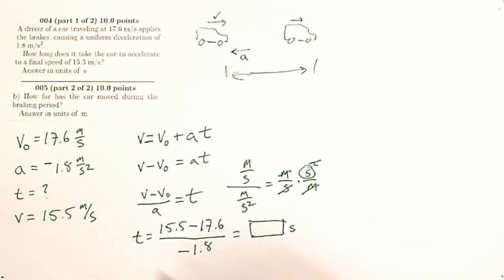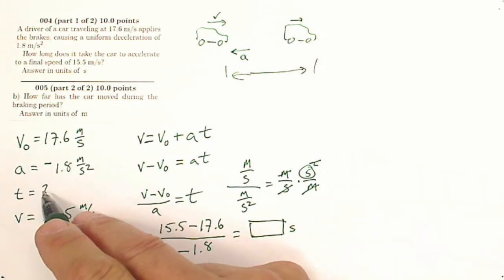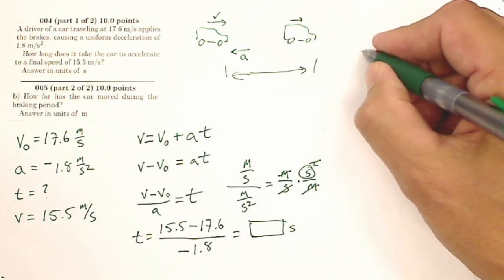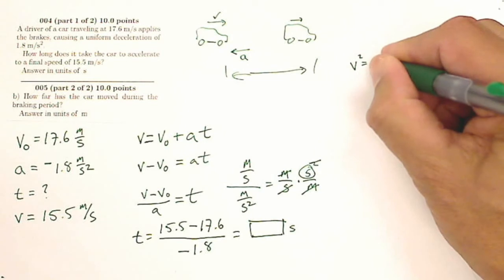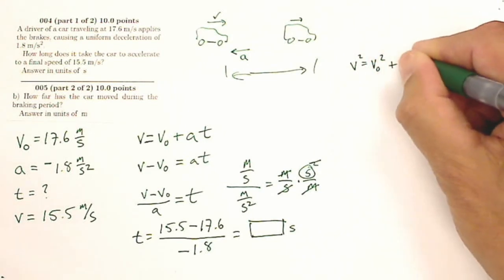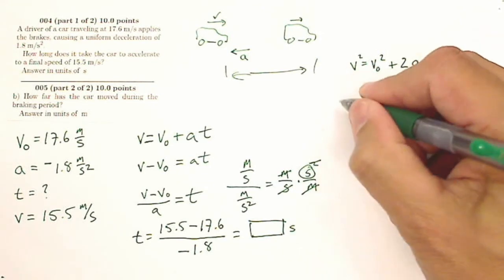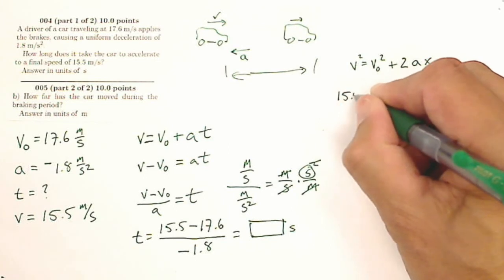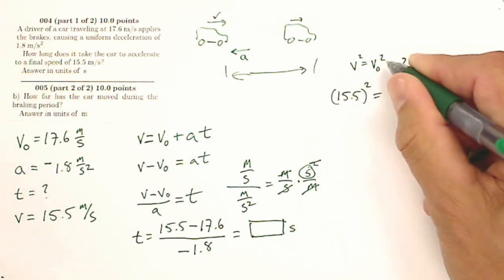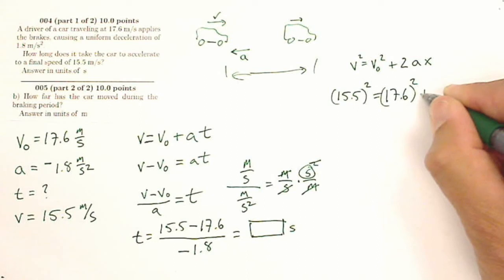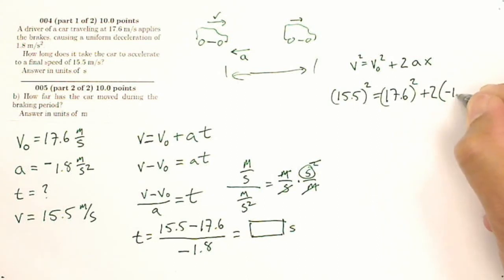Now I'm up to the second part of the problem, which says how far has the car moved during the braking period? Well, what if I use the equation without time to figure out how far the car moved? That equation says that my final velocity squared is my initial velocity squared plus twice my acceleration times my displacement. So 15.5 squared equals my initial velocity squared, 17.6 squared, plus twice my acceleration of negative 1.8 times my displacement.